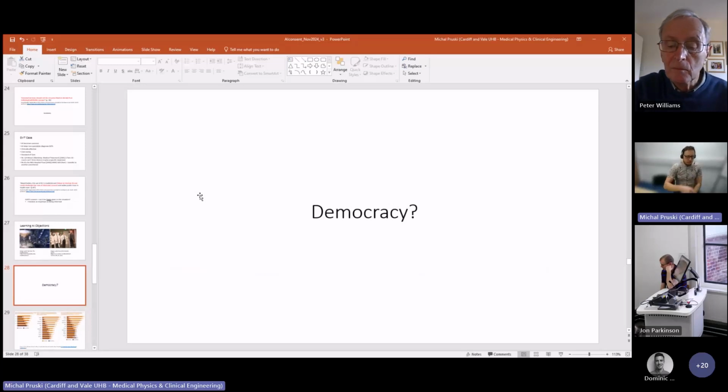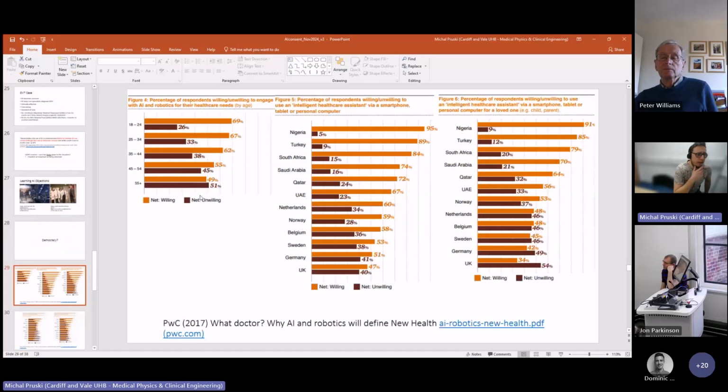There's another argument that I wanted to highlight, and it relates to democracy. What's the public view? Perhaps if most people think that we should be making such disclosures, then we simply should. PricewaterhouseCoopers conducted a survey in 2017, looking at the willingness and unwillingness of people to have AI or robotics used in their healthcare.